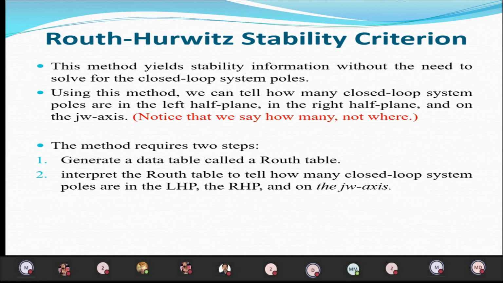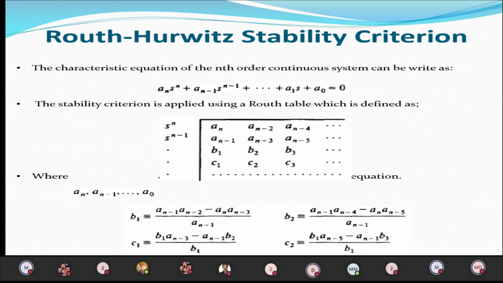That is a small bit of information regarding the Routh-Hurwitz criterion. Now, how to construct the Routh array is very important. Here you can see the characteristic equation, in which the order of the system has been given.